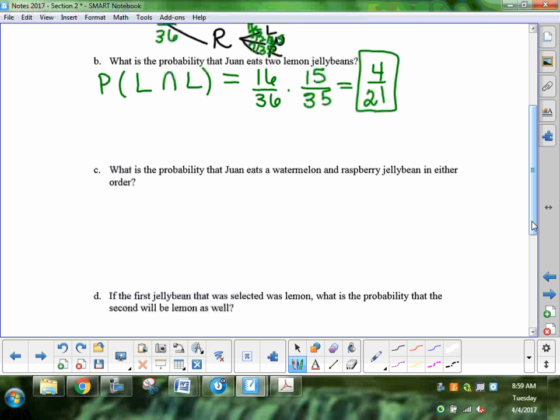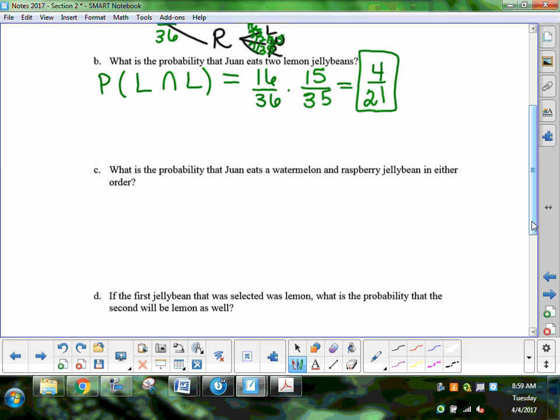What's the probability that they go through and eat a watermelon and a raspberry in either order? So this is going to be an interesting one to do. You need the probability of someone eating a watermelon and a raspberry in either order. So what's something we would need to compute in order to arrive at our answer for this? Do you want to try? Go ahead. The probability of eating a watermelon and a raspberry. So probability of watermelon and raspberry.